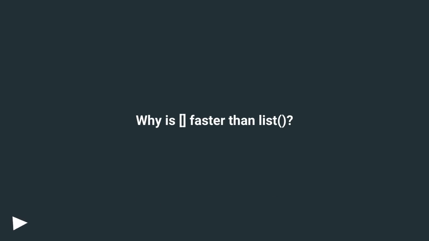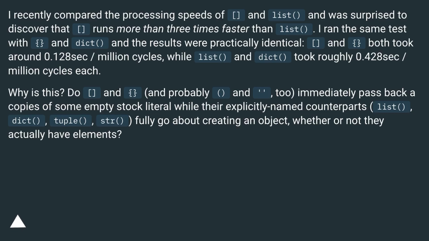Why is [] faster than list()? I recently compared the processing speeds of [] and list() and was surprised to discover that [] runs more than 3 times faster than list(). I ran the same test with {} and dict() and the results were practically identical: [] and {} both took around 0.128 seconds per million cycles, while list() and dict() took roughly 0.428 seconds per million cycles each.